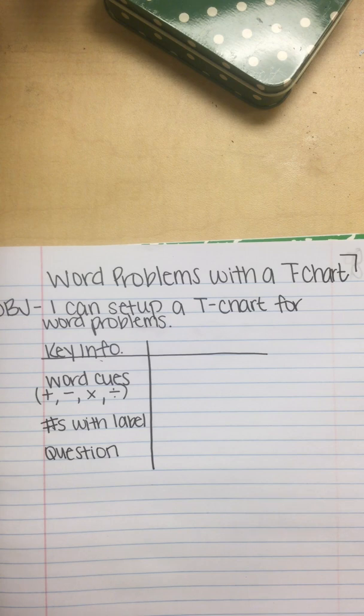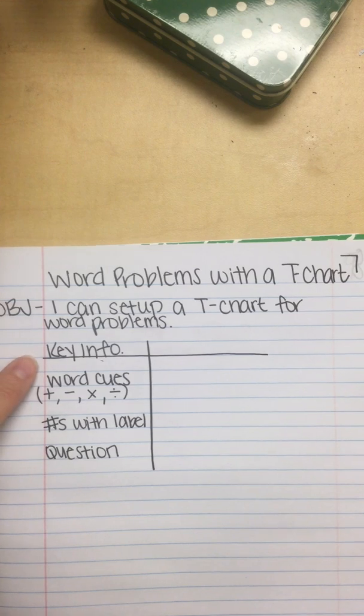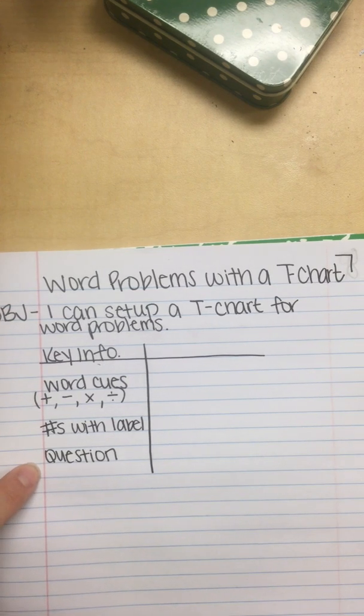So when we are reading word problems, we actually read the word problem multiple times. We read it once just to read it. We reread it a second time. And during that second time is when we're finding our key info and we're writing it in our T-chart. Okay? And then the next thing that we look at is our question.